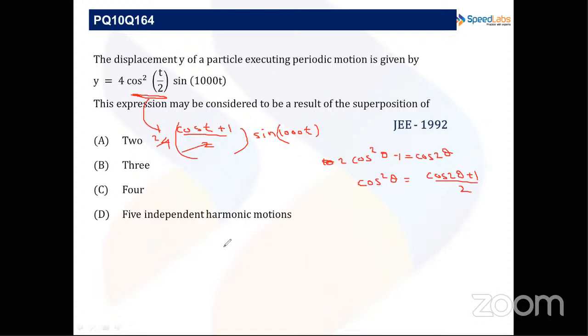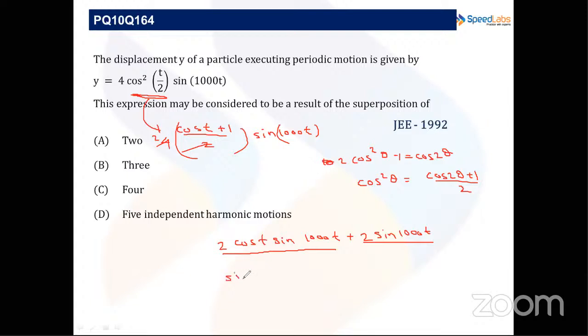Now multiply this. So this is 2 cos t sin 1000 t plus 2 into 1 into sin 1000 t. So that is 2 sin 1000 t. Now this is a simple harmonic motion. तो इसको separate रखते हैं, इसको और split करते हैं. So जब इसको split करेंगे तो this is 2 cos A sin B. That is sin A plus B plus sin A minus B.